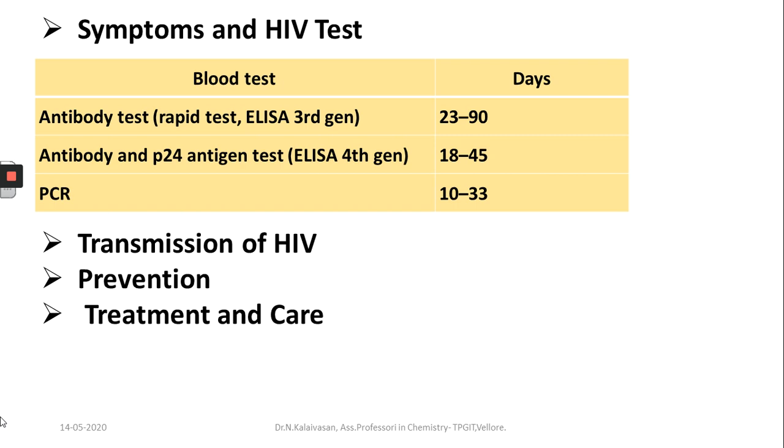Especially the younger generation must be aware of HIV and AIDS. As in 2019 you know the outbreak of COVID, like that the outbreak of HIV will impact the world. The human resource is very much affected by the spreading of HIV and AIDS to the younger generation.